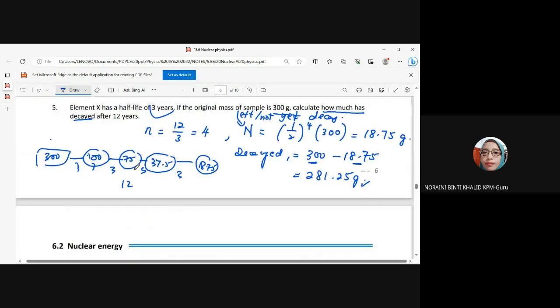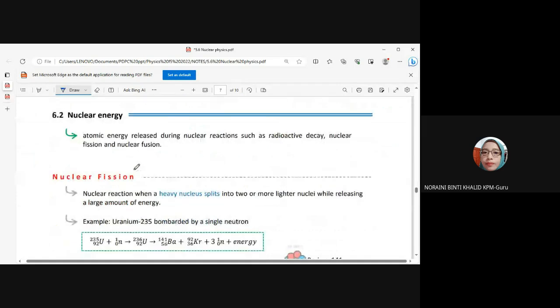Okay, sudah. Kalau ada soalan cepat-cepat tanya, saya laju. Saya nak pergi nuclear energy. Alright, nuclear energy. Now, very important in the process of electricity generation. Kita ada nuclear sector, nuclear reactor. Okay, jadi the process of atomic energy release, ini adalah nuclear energy. During nuclear reaction, kita ada radioactive decay, nuclear fission atau nuclear fusion.